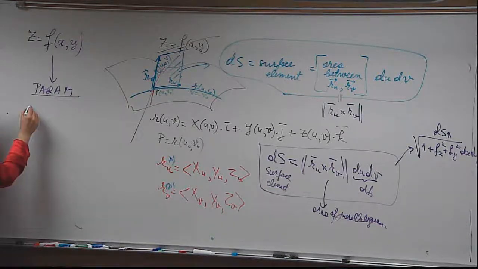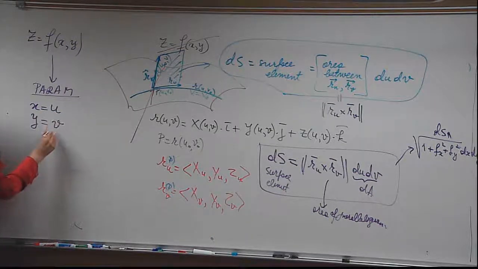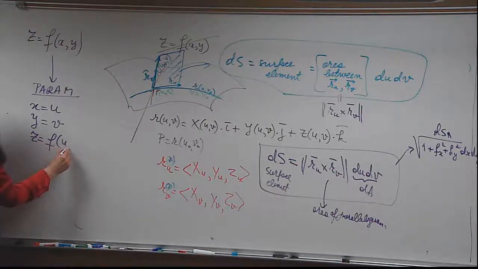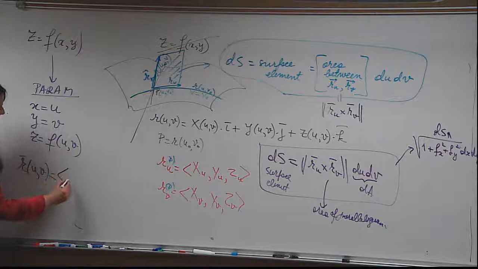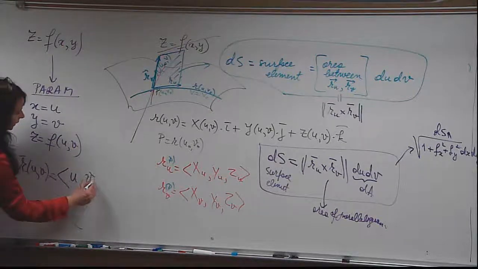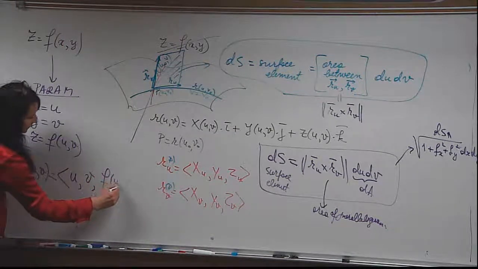X is u, y is v, z is f of u v. And that's it. That means r of u v as a vector will be angular bracket u, v, f of u v.